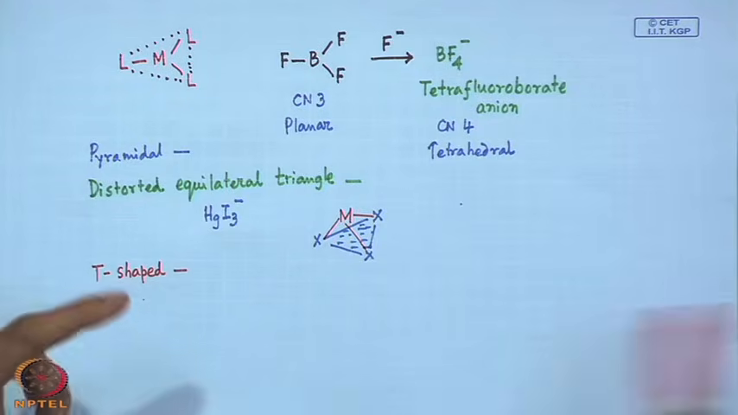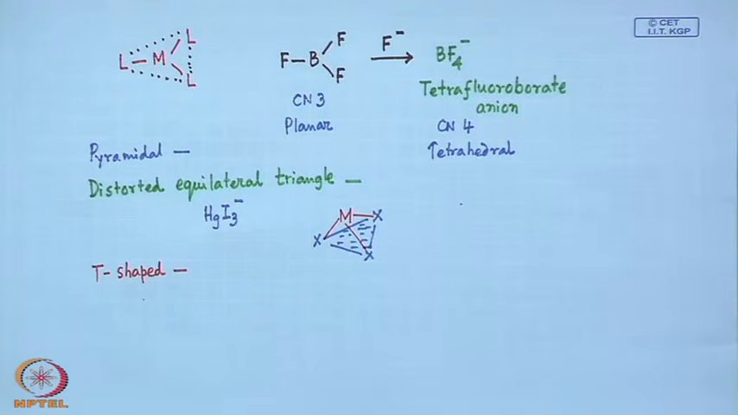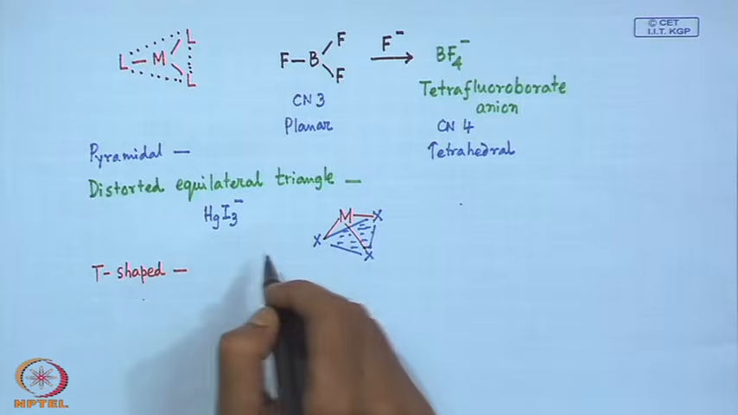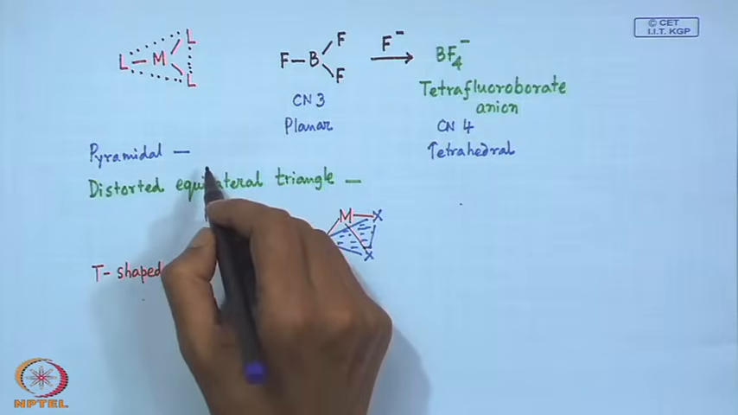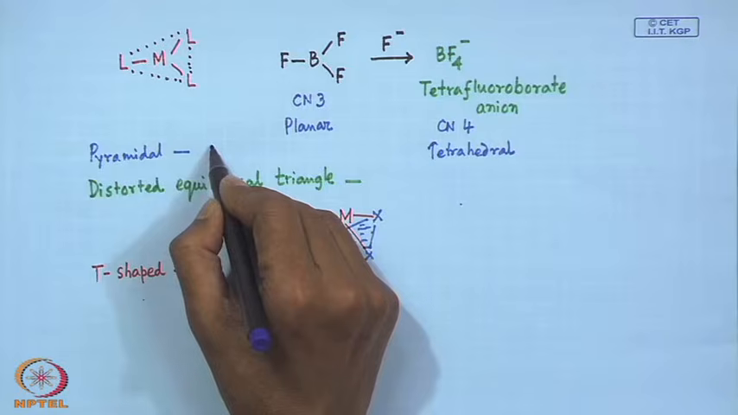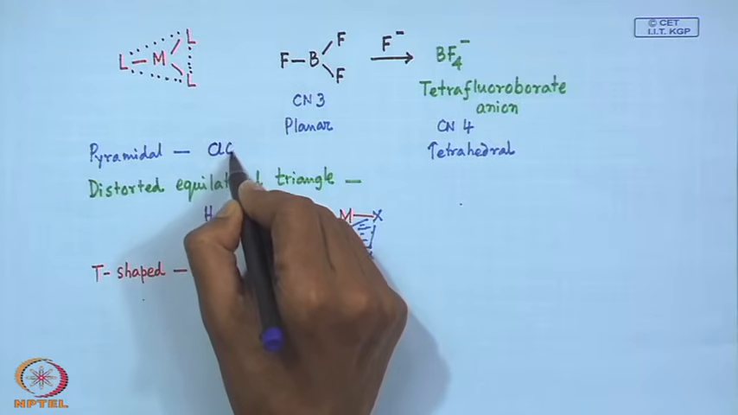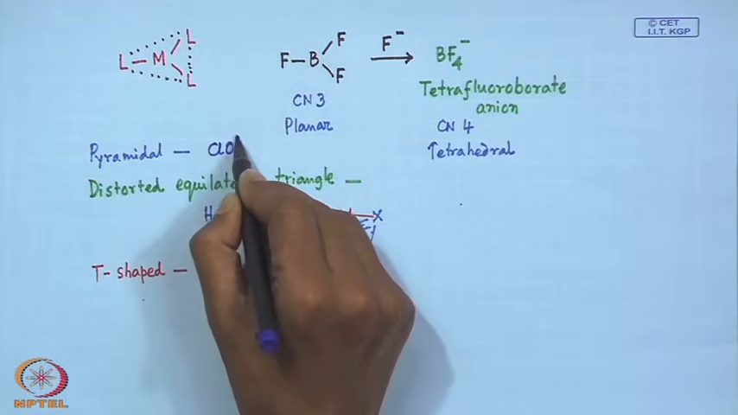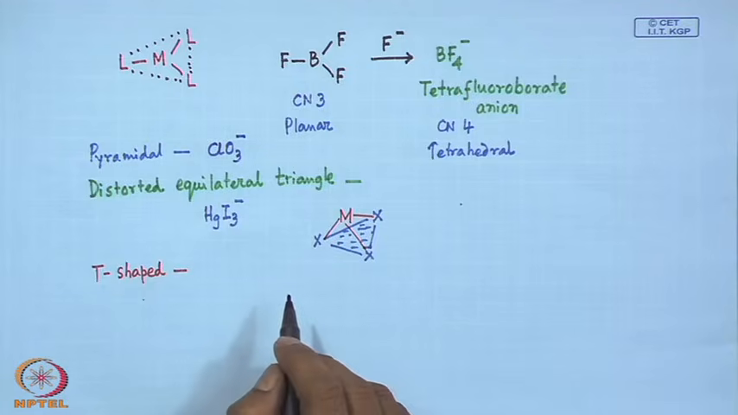One more example for the pyramidal structure is ClO3 minus, the chlorate anion.